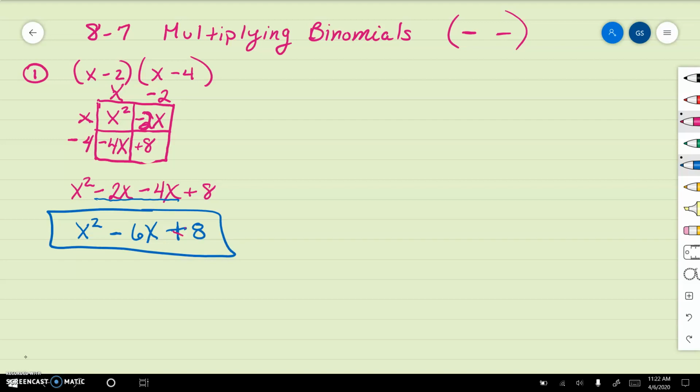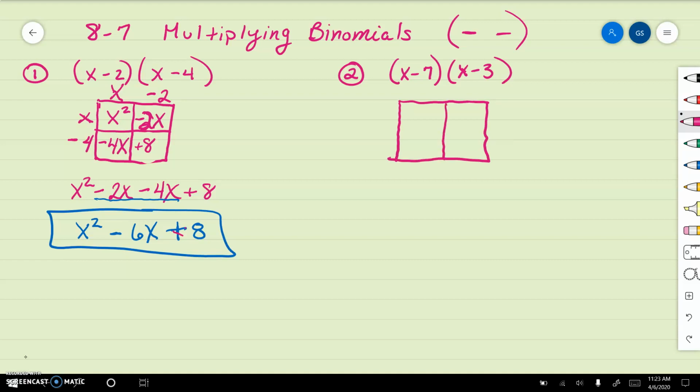Okay, let's try another one. Number 2. It's x minus 7, and then x minus 3. So stop and copy that down if you didn't get it yet. All right, let's make a nice big box.